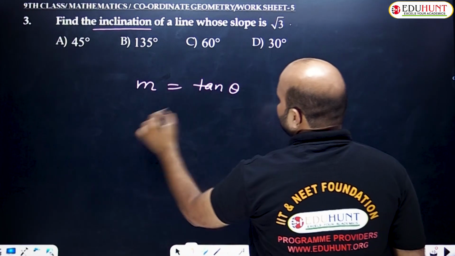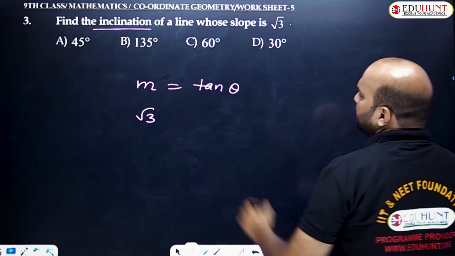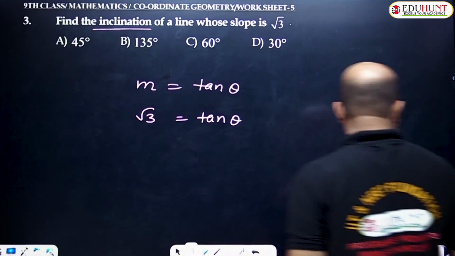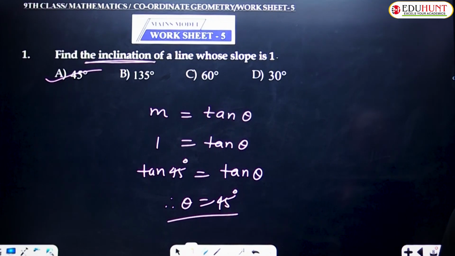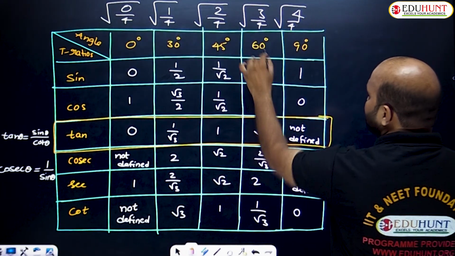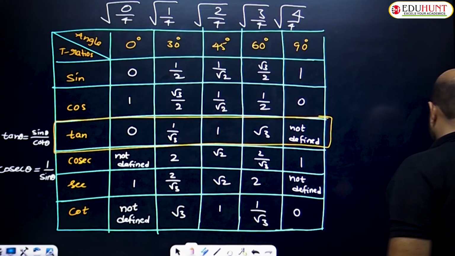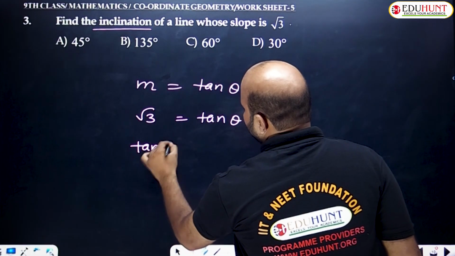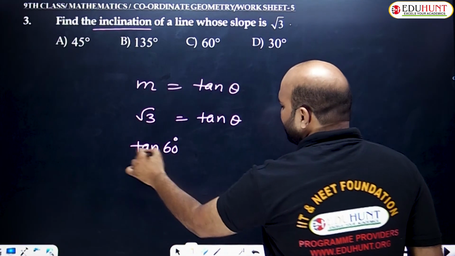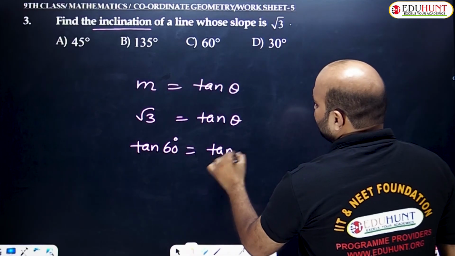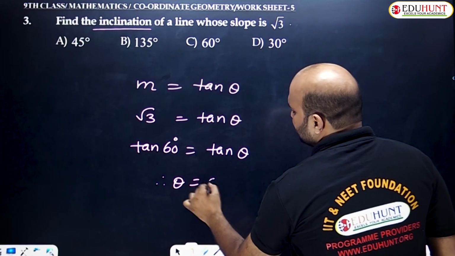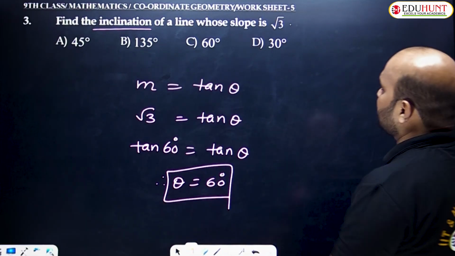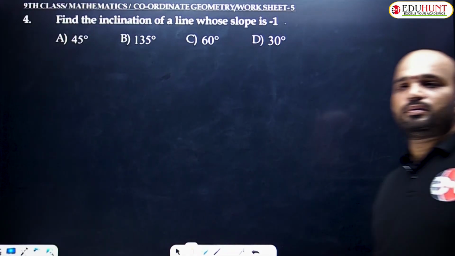So M is already mentioned. Slope of the line equals root 3 equals tan theta. Clearly we need to understand from the table that tan 60 degree value is root 3. So root 3 can be written as tan 60 equals tan theta. Therefore theta equals 60 degree. So what is the inclination in that question? Answer is 60. Option C is the right answer. Am I clear? Let's go to question number 4.